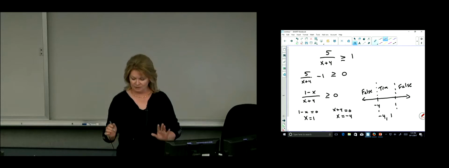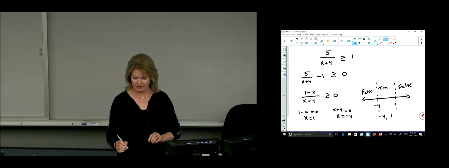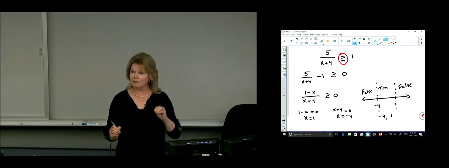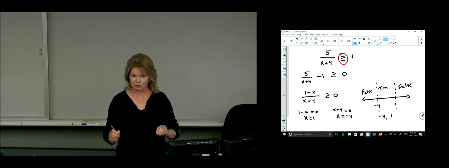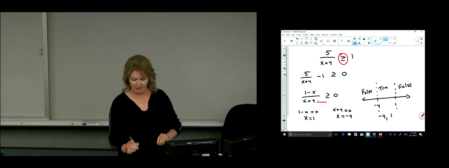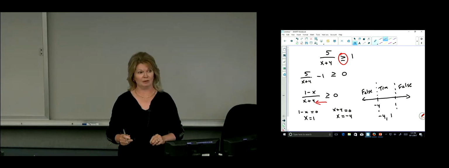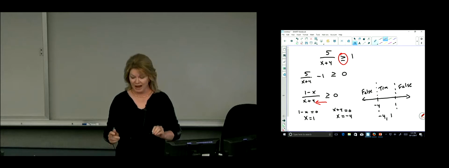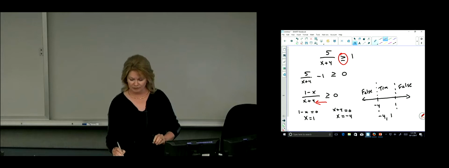The thing that I had inadvertently done really quickly is I looked right here and said, oh, look, it has an equals to. So that means we need to have closed circles. And that is true, except for the fact that when you're looking at a denominator, remember your denominator can never be 0. So I can't let x actually be a -4.